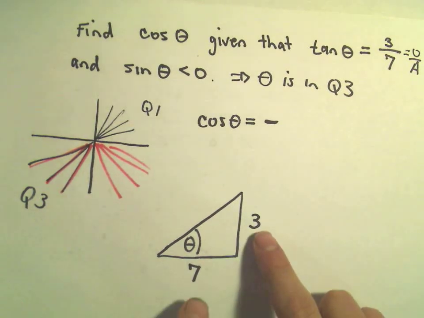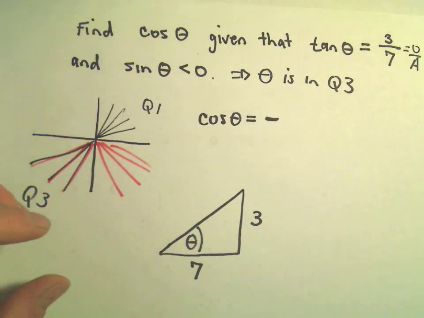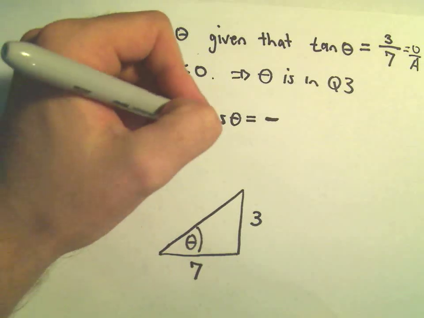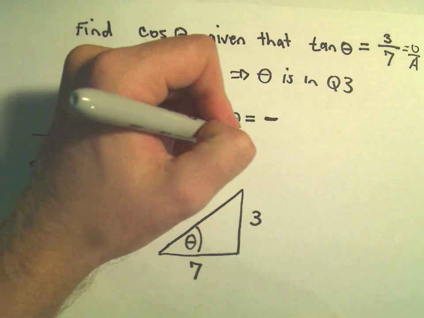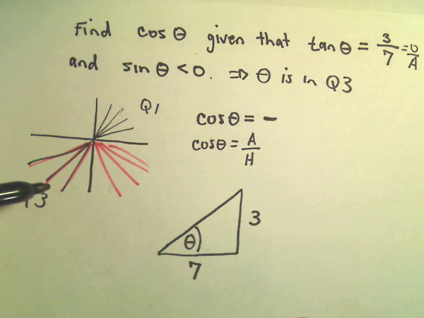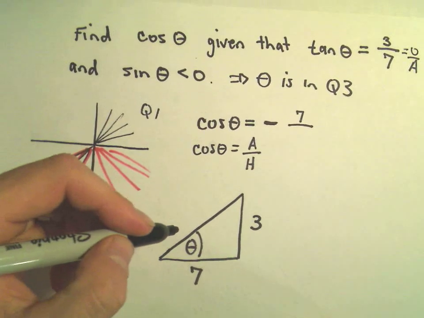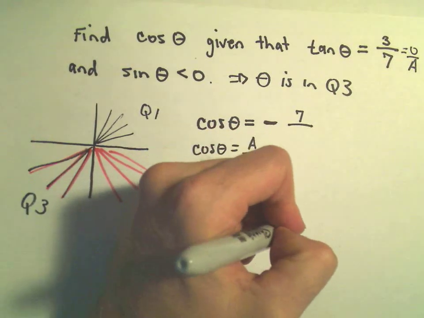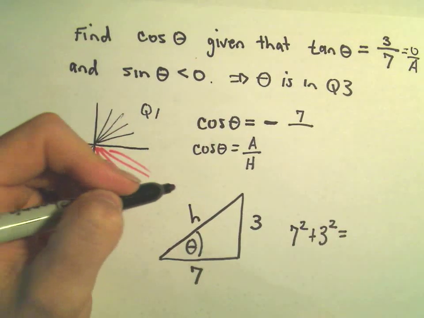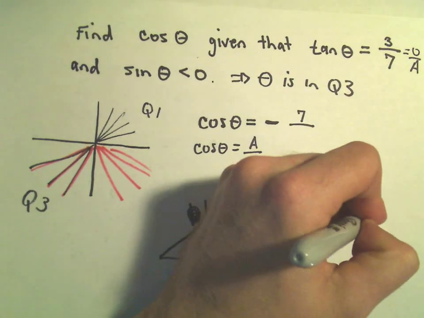Again, they don't have to be 3 and 7. Maybe it was 30 and 70. Again, the point is the ratio is going to be the same no matter what. We could figure out the missing side using the Pythagorean theorem, because remember cosine of an angle is defined to be the adjacent side over the hypotenuse. Well, again, we know the adjacent side, it's going to be 7. The hypotenuse we can figure out using the Pythagorean theorem, so we'll take 7 squared plus 3 squared equals h squared, using h for hypotenuse.